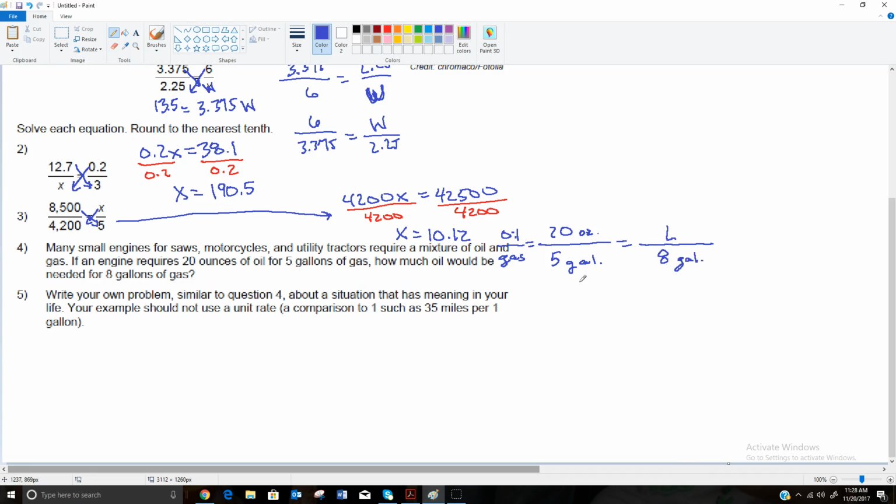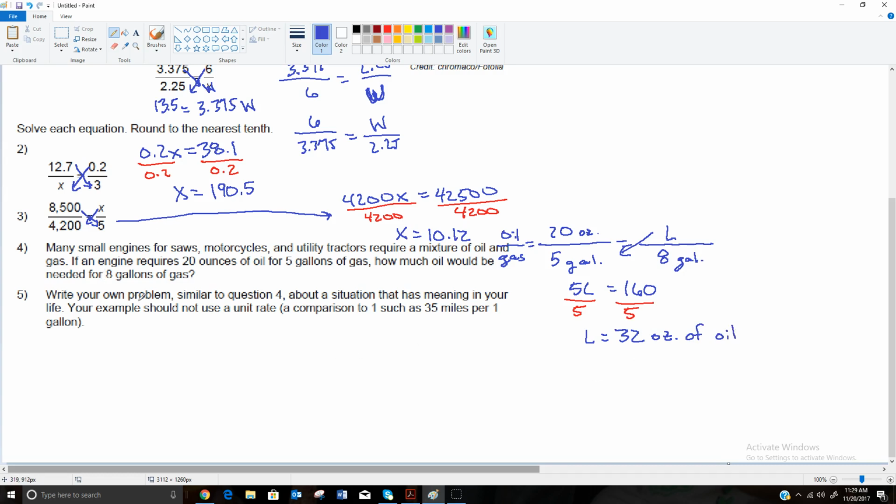So oil to gas, oil to gas. We're going to cross multiply, and we get 5L equals 20 times 8 would be 160. And then to get the L alone, to figure out what the amount of oil is, we're going to divide by 5. And L is 32 ounces. And that's just 160 divided by 5. Gets 32 ounces. So if you had 8 gallons of gas that you wanted to turn into mixed gas, you'd have to put in 32 ounces of oil to make that work correctly.